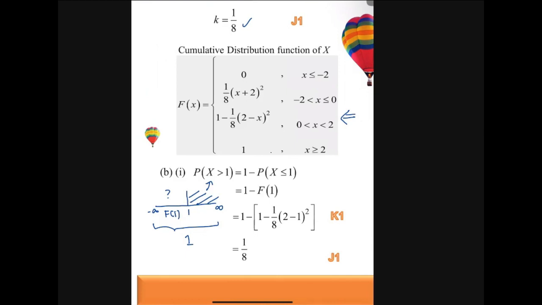So how do we find F(1)? Check our range. F(1) lies in the second function, so substitute 1 into x. That's how we get the final answer. The probability would be 1 over 8. Okay, and then next part, we have to find the mean.